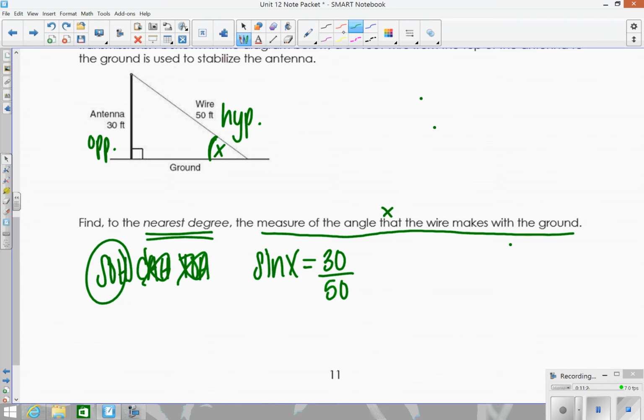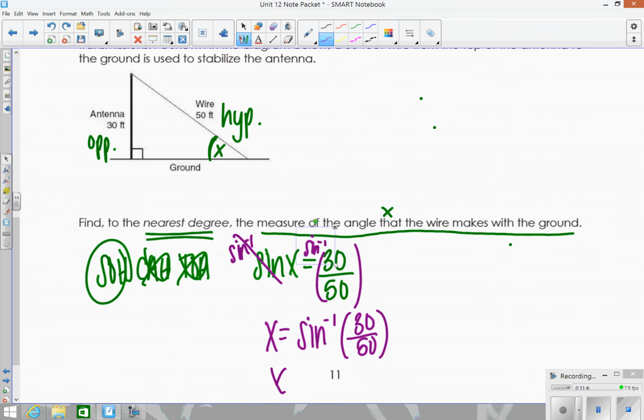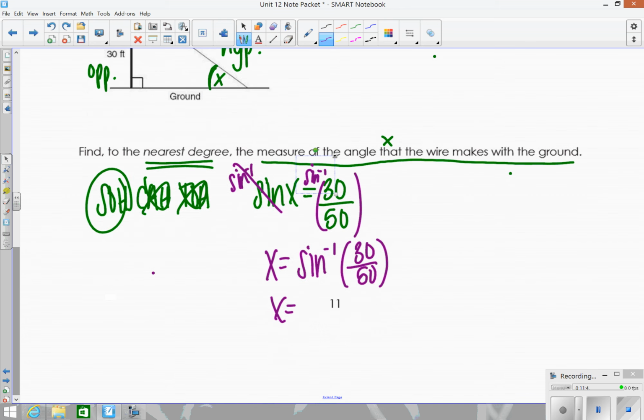So in order to solve for x, this is where we take the inverse, because this time I'm trying to find the angle. So we have to undo the sine function. So we get x equals sine inverse of 30 over 50. So we put that into our calculator, making sure again that we're in degree mode because we're trying to get out a degree. And we end up with 36.9, so basically approximately 37 degrees.